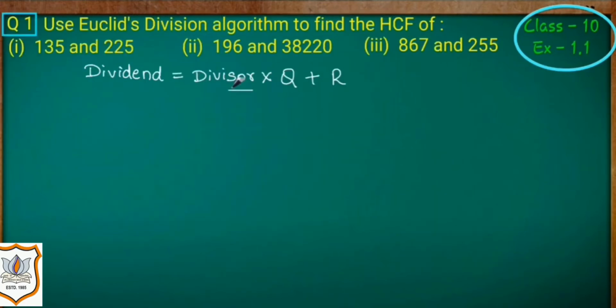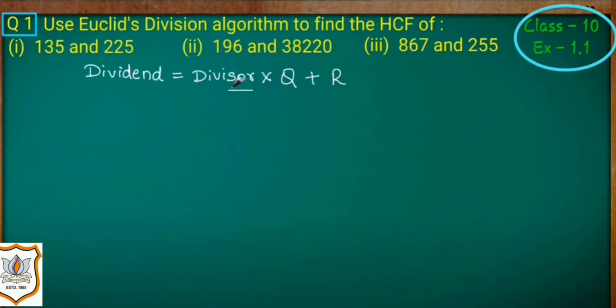Here in exercise 1.1, question number 1: using Euclid's division algorithm, find the HCF of the following numbers. Question 1, 135 and 225. Question 2, 196 and 38220. Question 3, 867 and 225. What is HCF? HCF means highest common factor, but we have to find it with the help of Euclid's division algorithm.